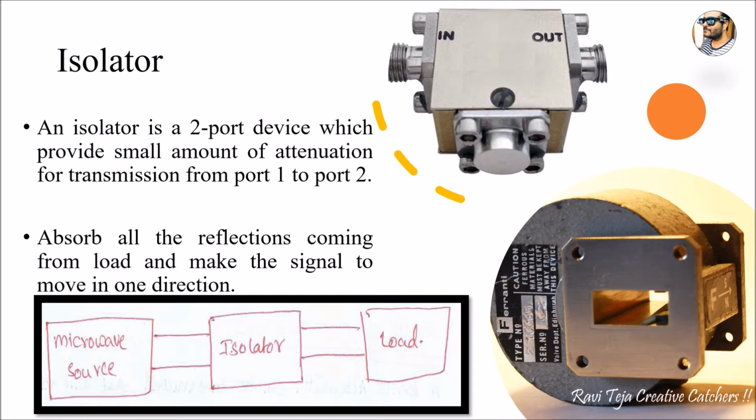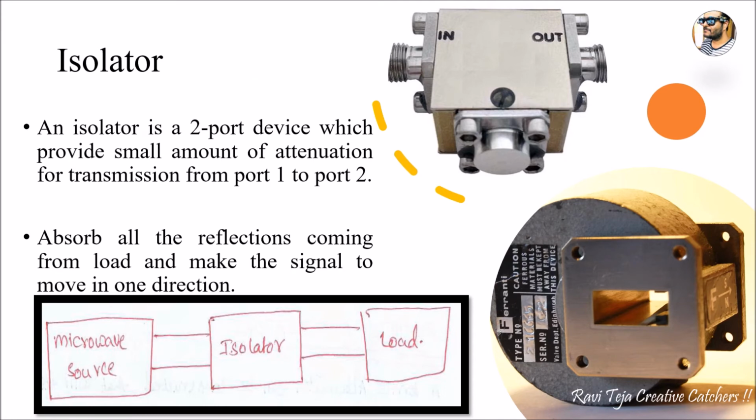An isolator is a ferrite device which exhibits magnetic properties and is used for a microwave signal in such a way that the microwave signal propagates in a single direction, and if at all there are any reflections, they will also be absorbed. Okay, so an isolator is a two-port device which provides a small amount of attenuation.